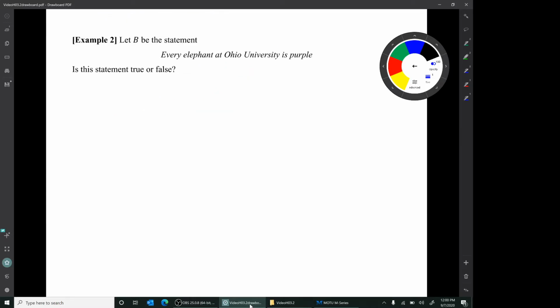For example 2, let B be this statement. Every elephant at Ohio University is purple. Is this statement true or false? A lot of you would probably say, well, that's a false statement. But we should think about this as a quantified statement and express it in symbols.